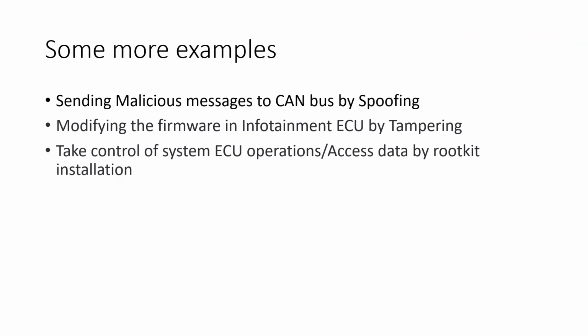Apart from sending malicious messages to the CAN bus or your vehicle network by spoofing, we have some other examples mentioned here: sending or modifying the firmware in the infotainment ECU by tampering, taking control of system ECU operations, or accessing data by installation of Trojan horses or rootkits. So these are some of the examples.